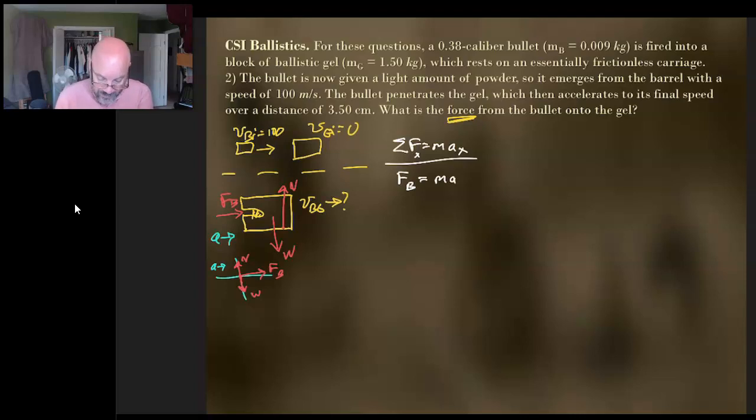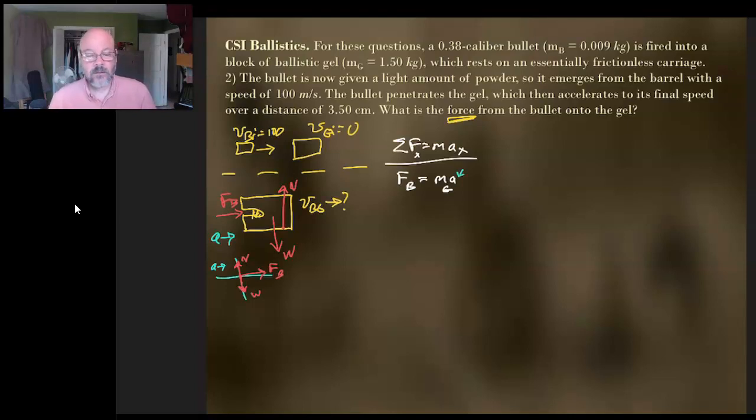Now, this is actually the mass of the gel. Okay, because the bullet is acting on the gel. So what we're interested in is what's happening to the gel. So we use the mass of the gel in that slot right there. Okay. So if we knew the acceleration, then we could work this thing out. Boom, and we'd be all done. Okay. How can we get the acceleration?